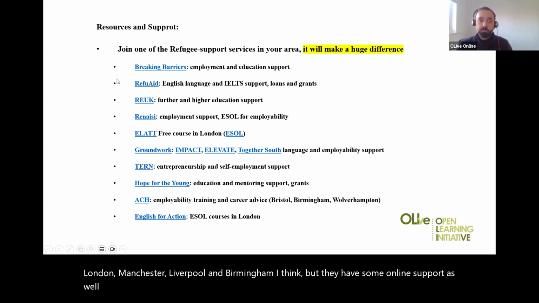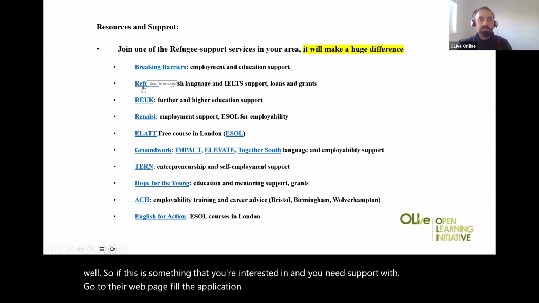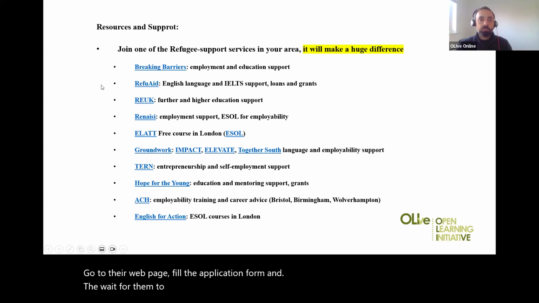So if this is something that you're interested in and you need support with, go to their webpage, fill the application form, and wait for them to come back to you to let you know how they can support you.